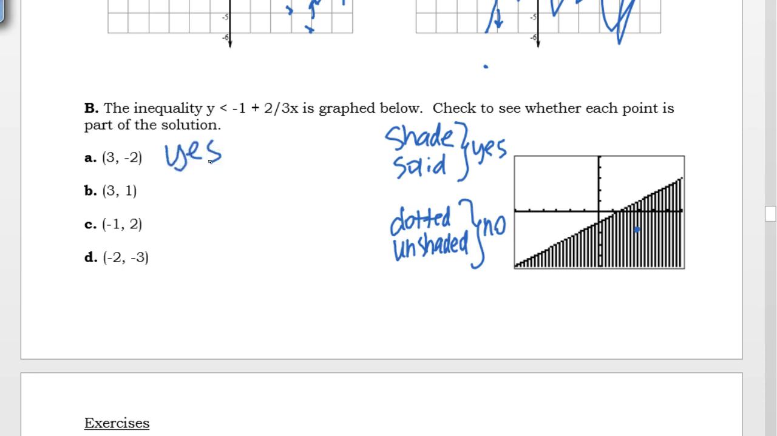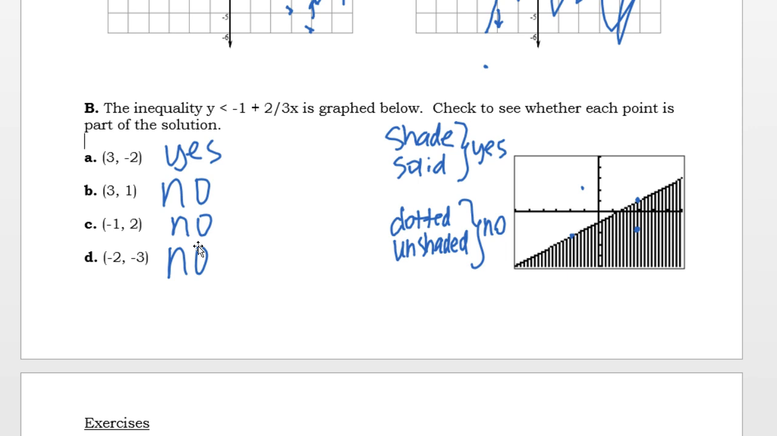So my first point A fell well into the shaded region. Yes, that is part of the solution. 3, -1 falls right on a dotted line. So no, it is not part of the solution. If my less than had instead been a less than or equal to, then that answer would have been a yes. -1, 2 is obviously well in the unshaded region, and -2, -3 again falls on the line, but it's a dotted line, so no, it is not part of the solution to the inequality.